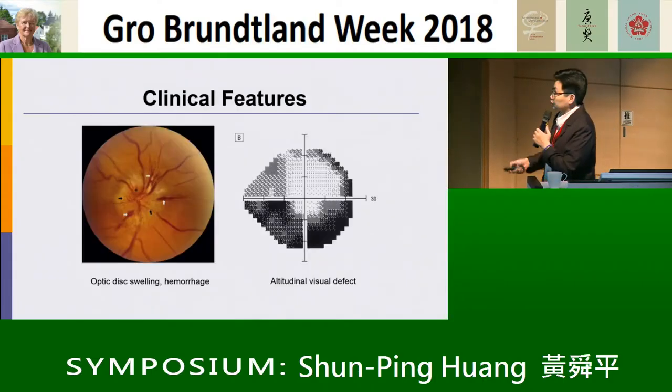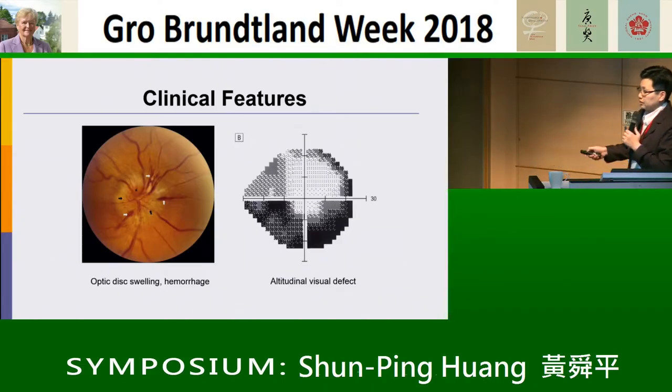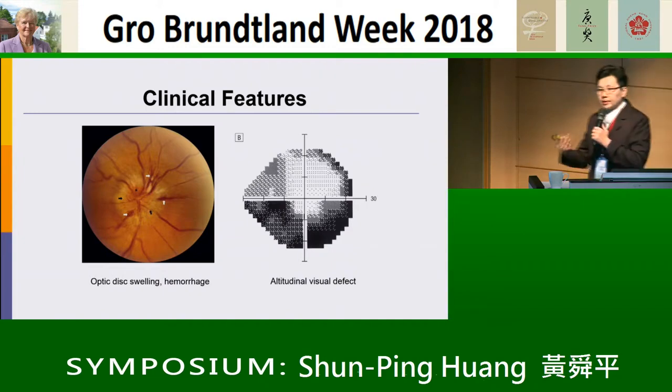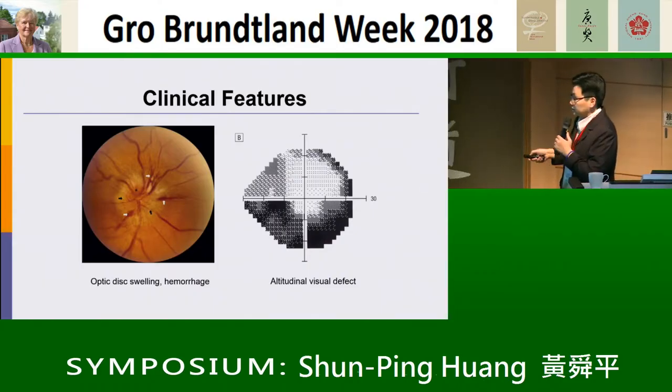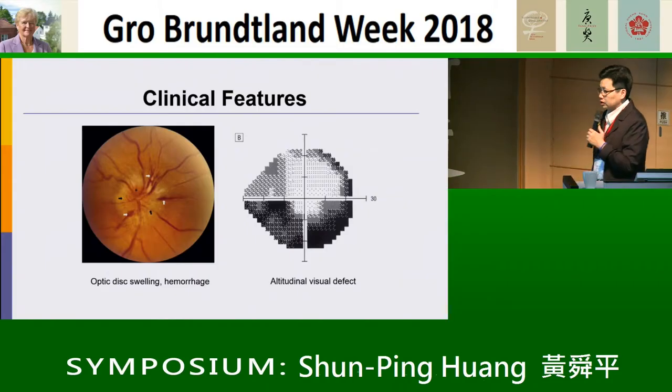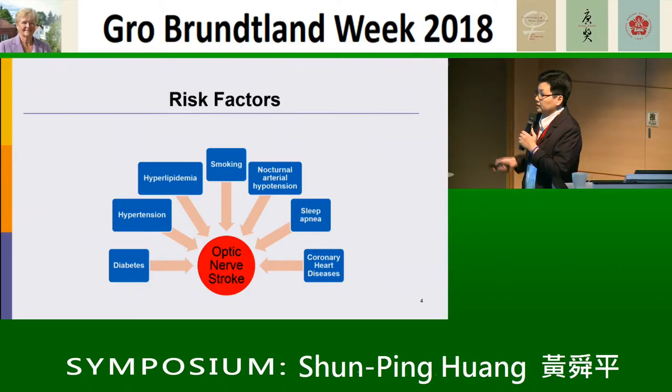The clinical features show up like here. Patients show optic disc swelling. Usually the optic disc has a clear margin, but here you see a fluffy disc margin, which means optic disc swelling, and they also have some hemorrhage. For the visual field defect, patients complain that they cannot see the lower part or the upper part. Most commonly it is the lower part, an altitudinal visual defect.